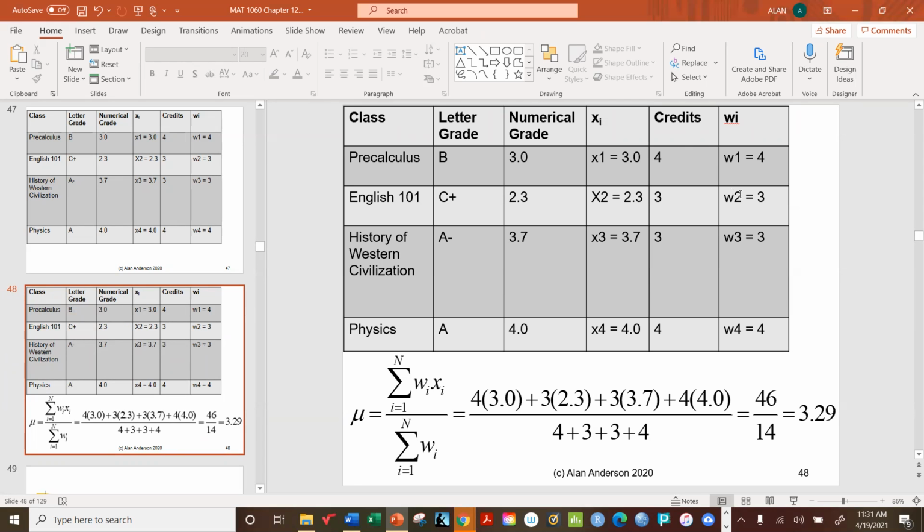So the first grade, my weight is 4 for pre-calculus, and 3 is my grade. For English, my weight is 3 credits. I got a 2.3. For history of Western civilization, I have 3 credits and a grade of 3.7. And then finally for physics, I've got 4 credits and a grade of 4. If you multiply those together and add them up, you'll get 46. The total number of credits is 14. And so my GPA is officially 3.29.